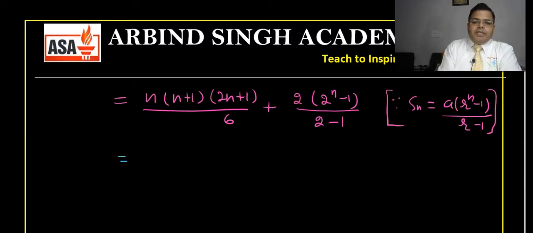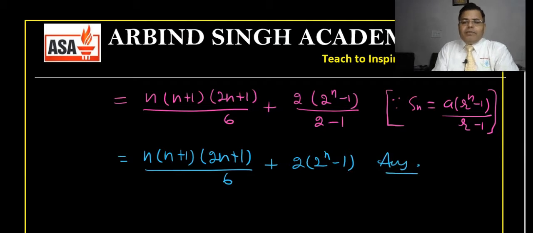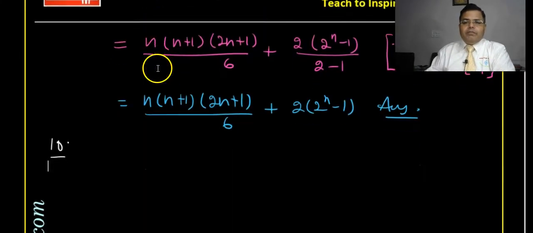Now that will come here, n into n plus 1 into 2n plus 1 whole divided by 6 plus 2 times of 2 to the power n minus 1, because 2 minus 1 is 1, and that will be the answer. More simplification can be done, but there is no need. Now one more question is there, okay. So let us see the question number 10.